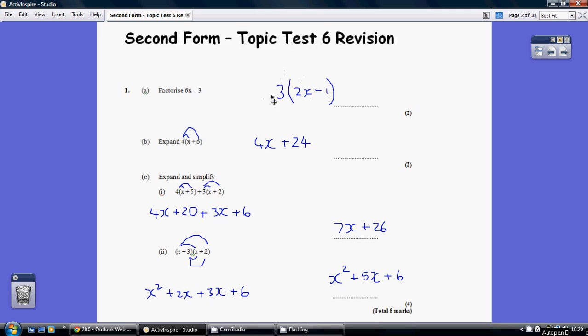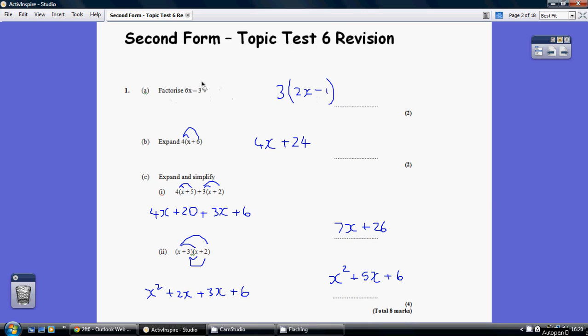So you can double check you've done it okay, because you just reverse the process and you expand and check you get back to where you started. So 3 times 2x, yes, that's 6x. And 3 times minus 1, yes, that is minus 3.